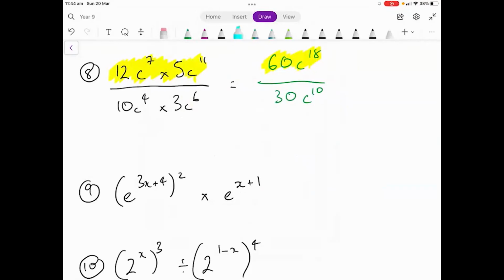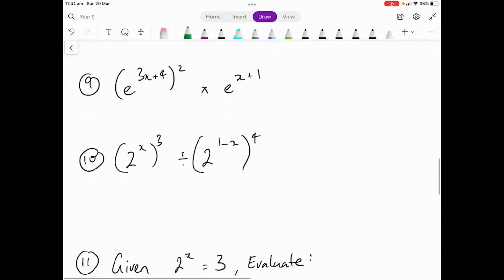Denominator, 10 times 3 is 30. 4 plus 6 for the powers gives me c to the power of 10. And then I simplify my fraction. 60 divided by 30 is 2. And 18 minus 10 for the powers gives me c to the power of 8.